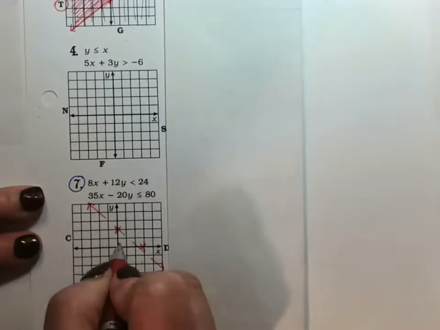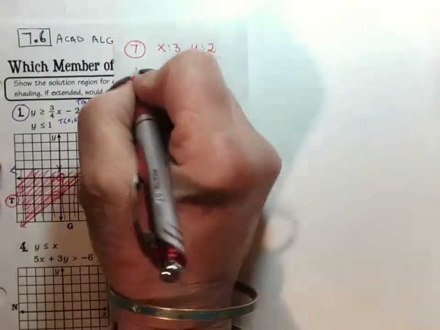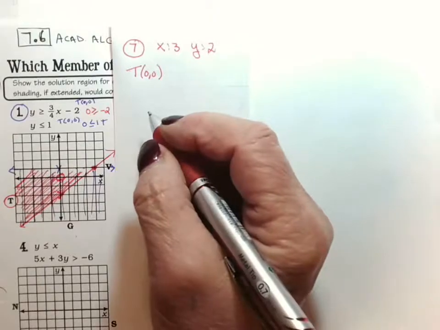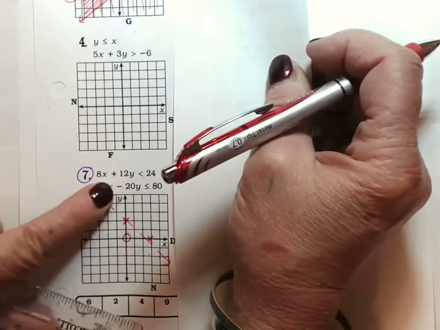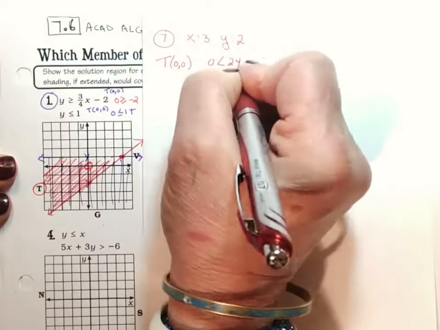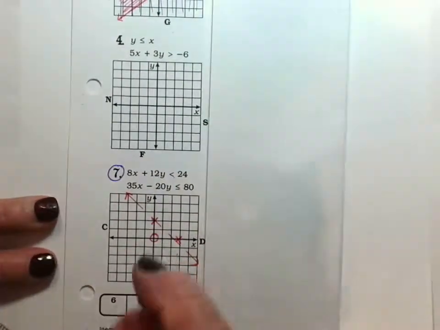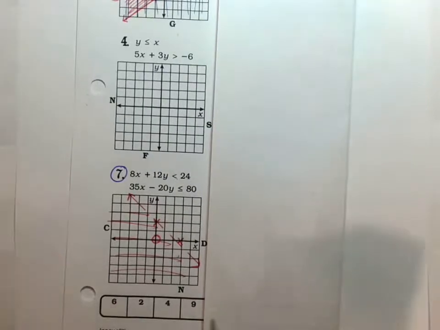I got to figure out which side to shade. So I'm going to test 0, 0. And looking at the problem, the left-hand side is going to be 0, is less than 24, which is true. So that means that, okay, I shade the left-hand side.